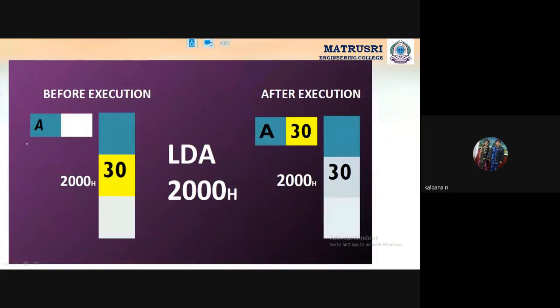Okay. For example, before execution, this is the instruction LDA 2000H. In this 2000H memory location, what is the data present? 30. So this 30 we need to move into the accumulator, right? After execution, 2000H is still holding 30, and also 30 is loaded in the accumulator. Okay. LDA means load accumulator.